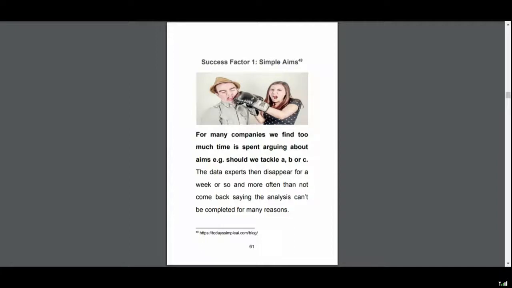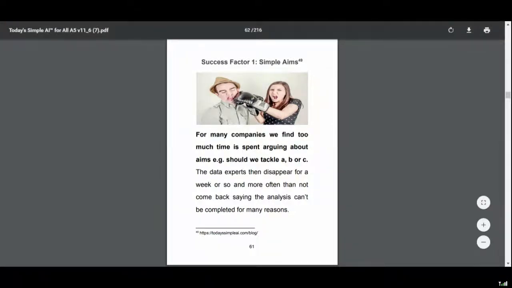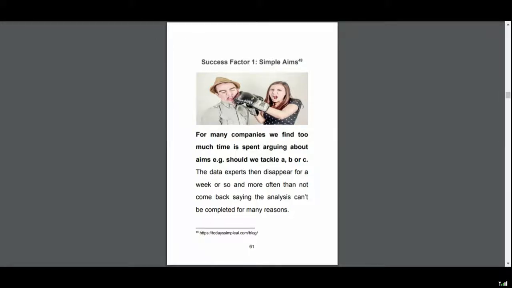So start with something that may be pretty obvious, but I found time and time again it can create a massive hurdle for these projects at the very first stage. Success factor one is having simple aims going into these projects. What do we mean by that? What we mean is that too many companies I've worked with over the past 7 or 8 years, when they do have access to good data to use for these types of projects, then spend too much time arguing about the aims and complicating the aims.